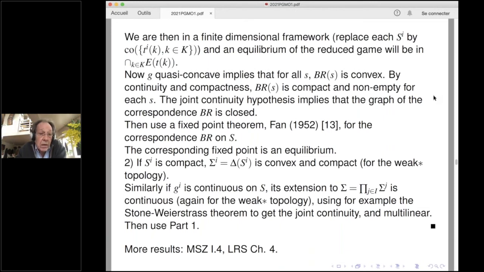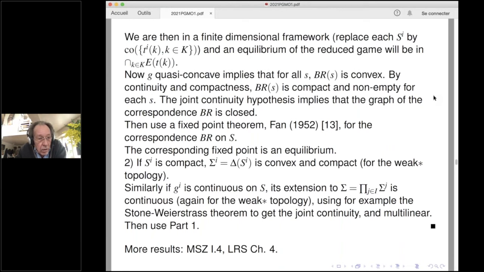And now I use the fixed point theorem for correspondences, defined on S, which is the product of the S_i. So I use Fan's theorem. I have a closed correspondence with non-empty compact convex values on a compact convex set. So there is a fixed point, and as we saw at the very beginning, a fixed point of the best reply correspondence is an equilibrium.